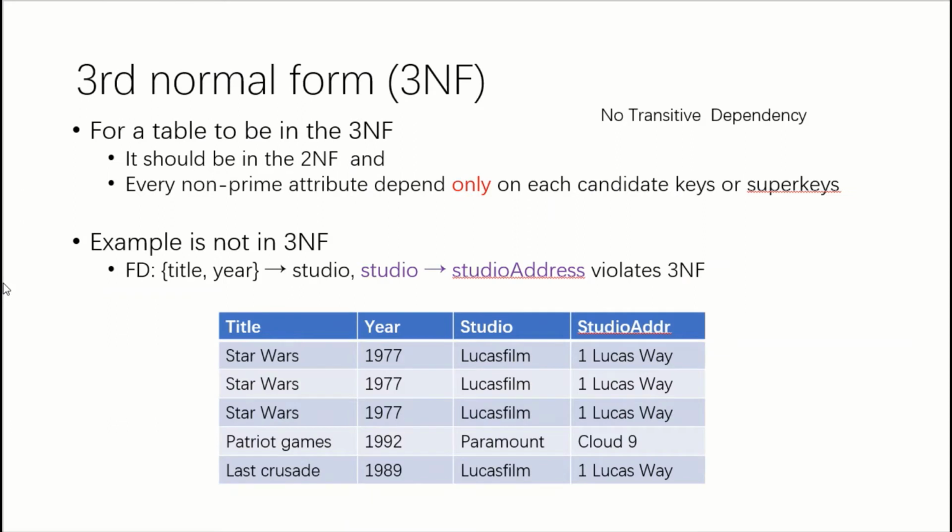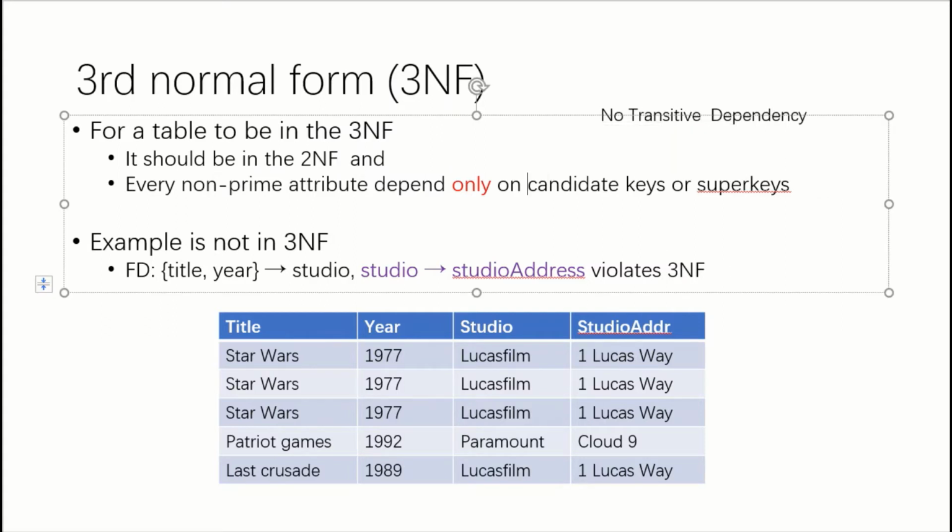Okay, now let's look at the third normal form. In the third normal form, we talk about transitive dependency. Transitive dependency means that every non-prime attribute depends only on the candidate key or the super key. So it must, of course, first be in second normal form, but the second criterion is that every non-prime attribute depends only on the candidate keys or the super key. So let me provide an example.